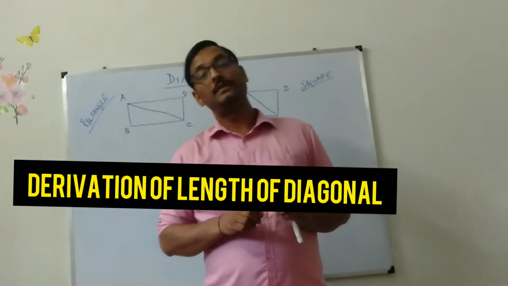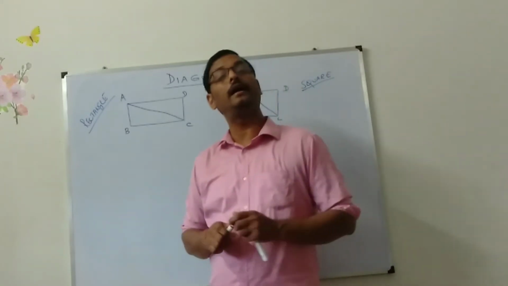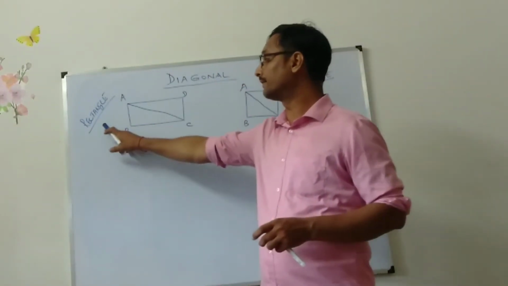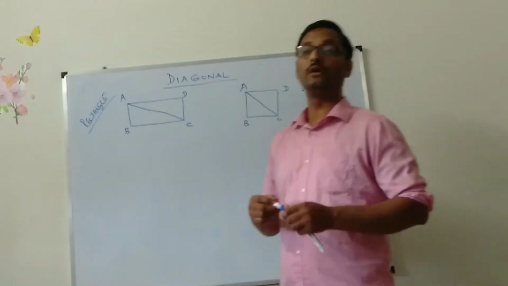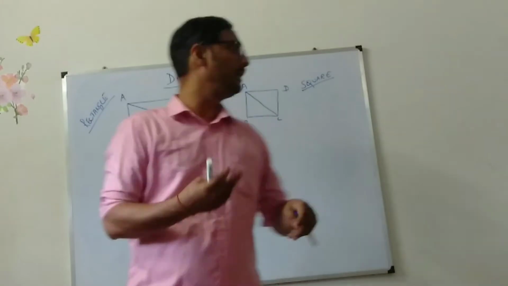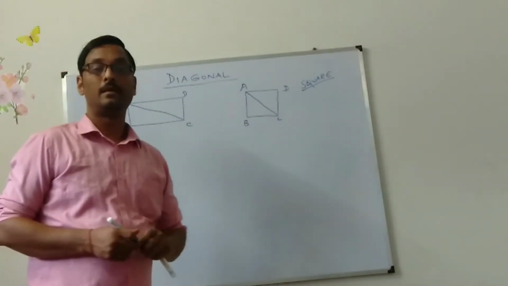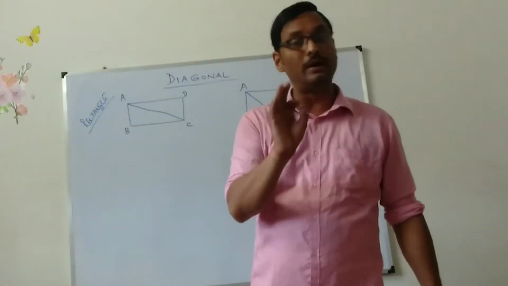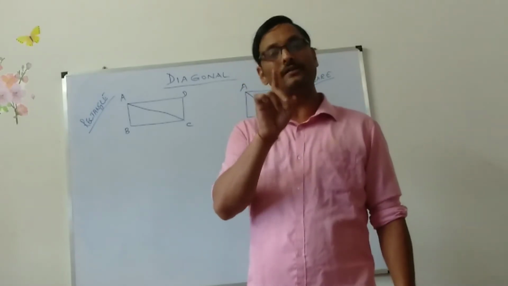Hello students, in the last video I taught you about the area and perimeter of 2D shapes like rectangle and square. In this video I will make you understand how to derive the diagonal of a rectangle and square in a very simple way. Keep glued to this video, you will understand everything.